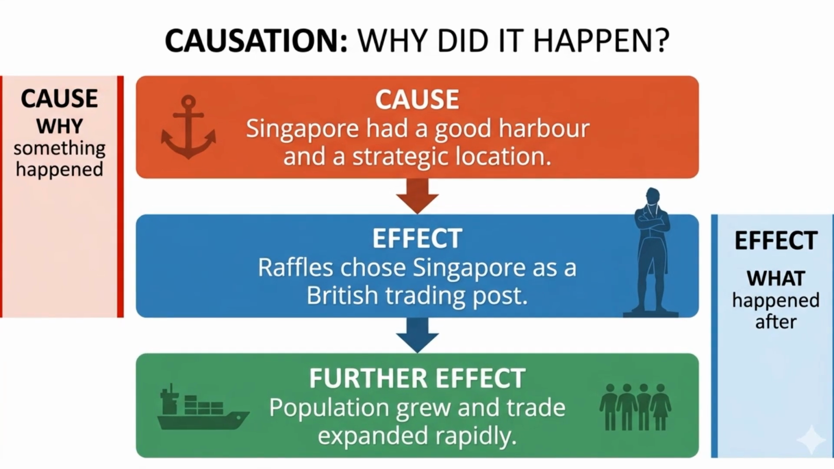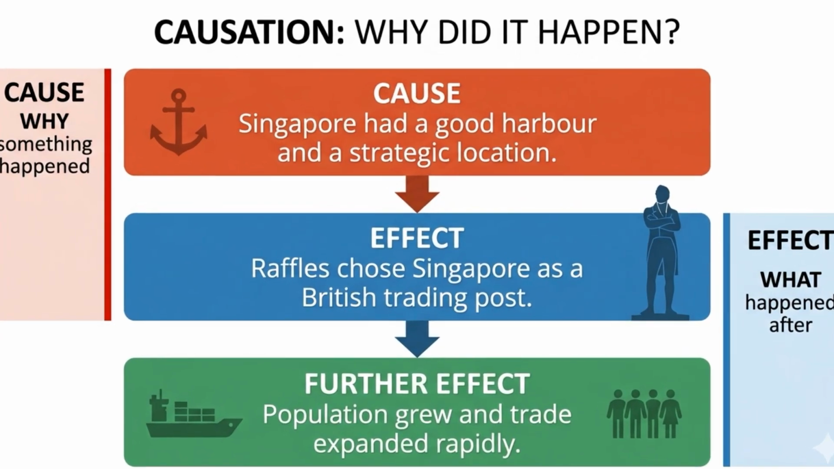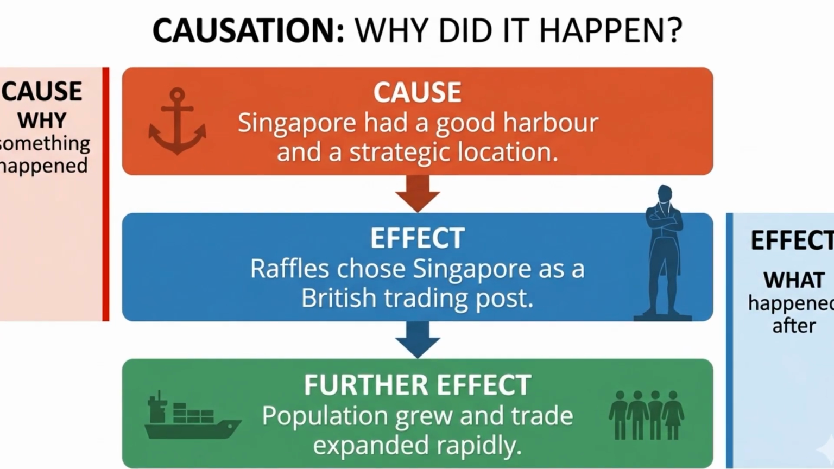Let's move on to causation, one of the most common thinking skills tested in your history exams. Causation is about explaining why events happened. A cause is the reason something happened. An effect is what happened as a result.